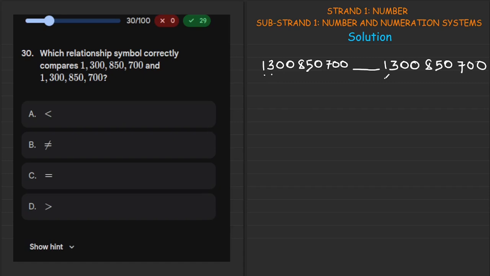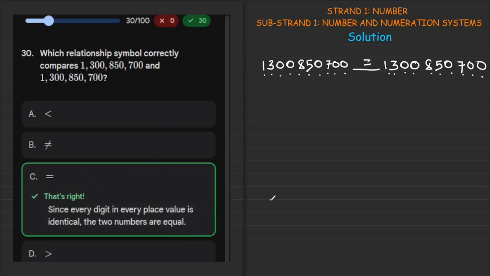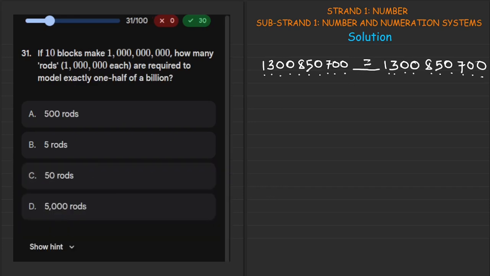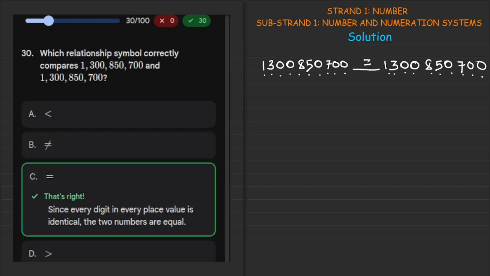So we have 1, 3, 1, 3, 0, 0, 0, 0, 8, 5, 8, 5, 0, 0, 7, 0, 0, 7, 0, 0. They are the same. So it's just an equal to, since they are the same. So we would pause here. I would advise that you pause on question number 30, walk around, stretch, then you come for us to continue.